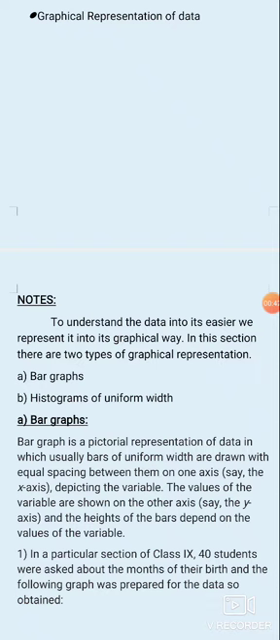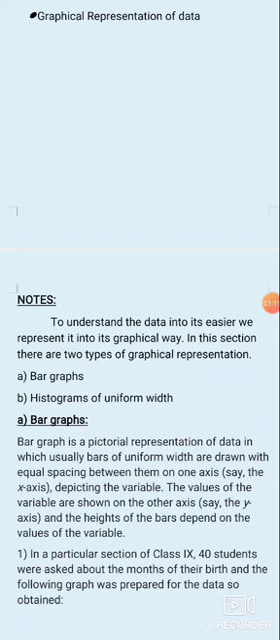First one is bar graph. Second one is histogram of uniform width. Now listen carefully, students. One frequency polygon is also given in your textbook, but it is a deleted portion. And also the histogram having varying width is also a deleted portion. Now listen about the bar graph.